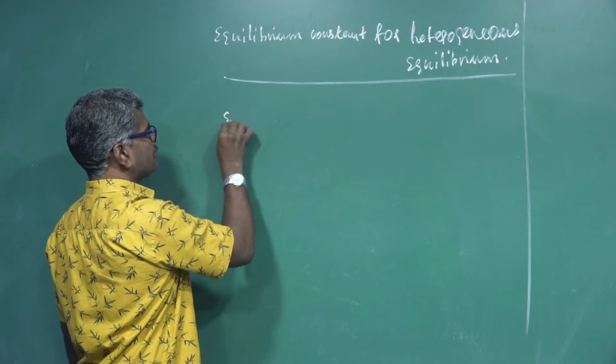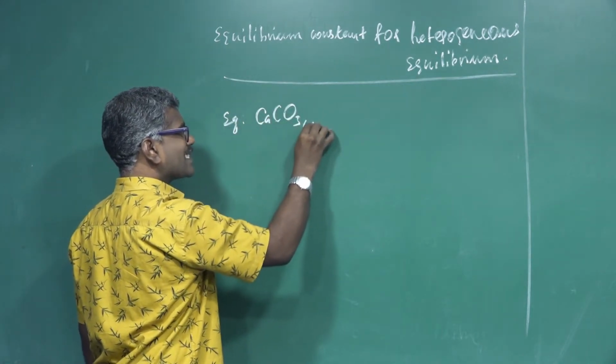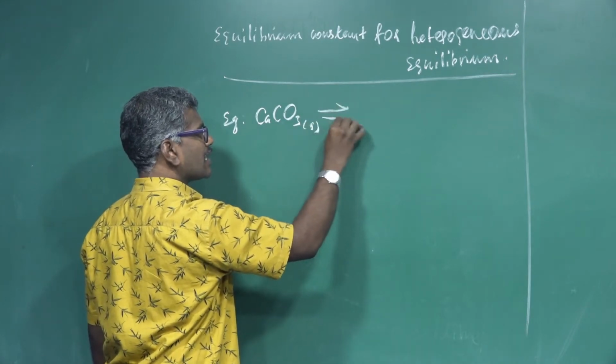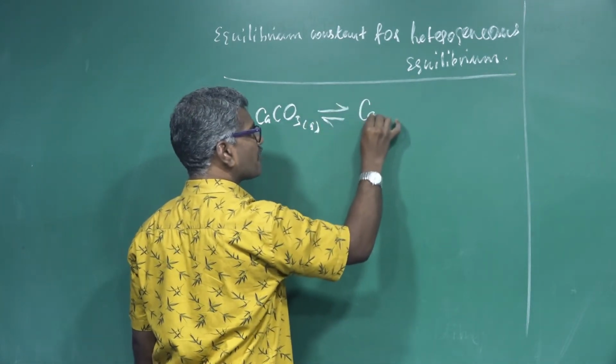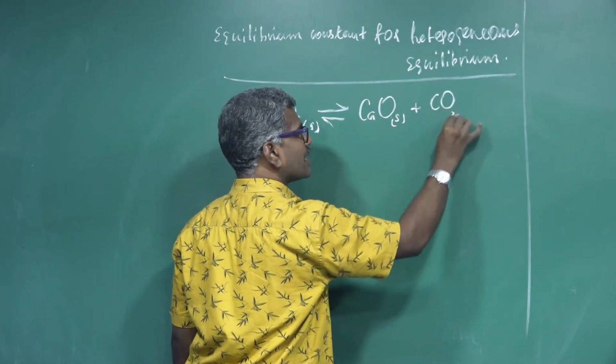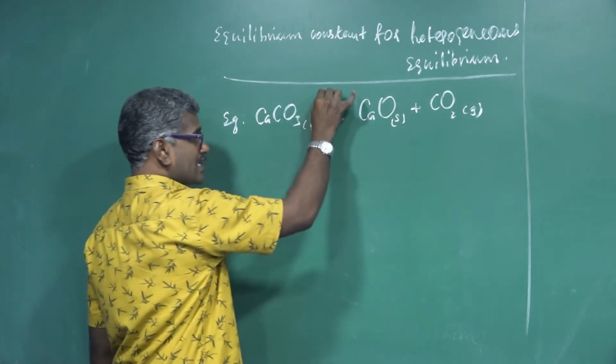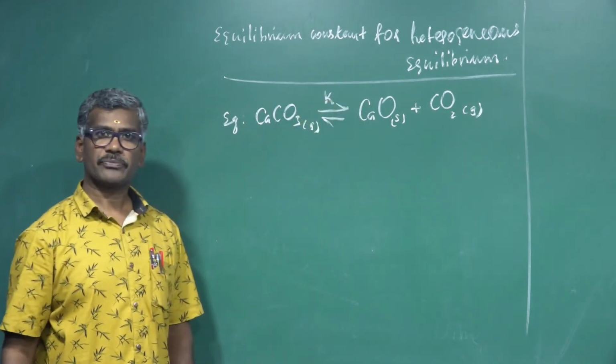For example, calcium carbonate present in the solid state exists at equilibrium with the formation of calcium oxide in the solid state and carbon dioxide in the gaseous state. Here K is the equilibrium constant.